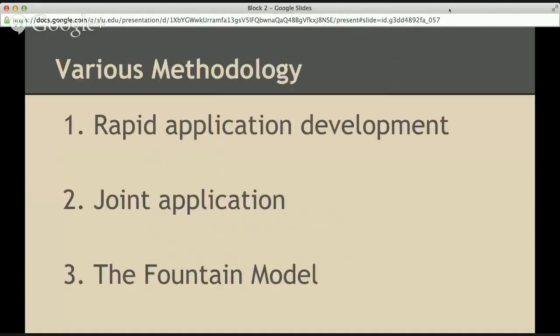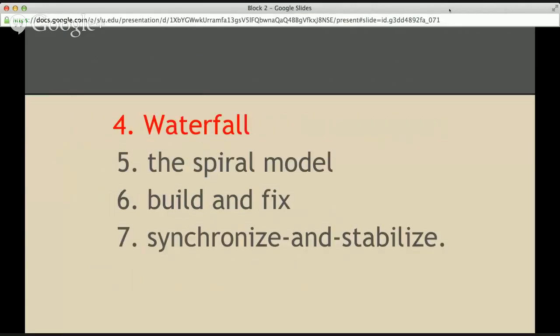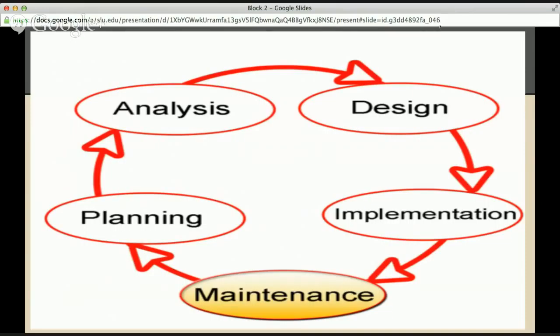There are various methods. The first one is application development, then rapid application development, fountain models, waterfall models, spiral models, build and fix, and synchronize and stabilize. One of the most important models is the waterfall model. Commonly, some of the models will be combined together as a hybrid method, but some models only work for a specific project. Here's a picture to show the different steps of SDLC.